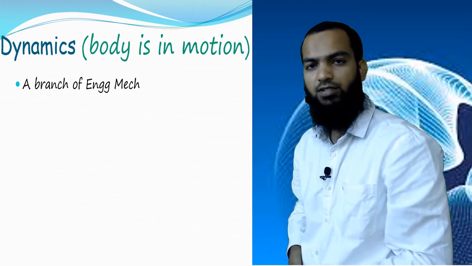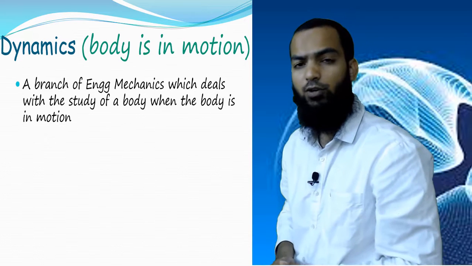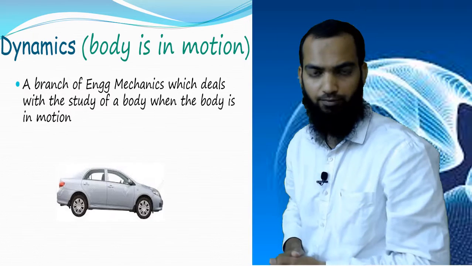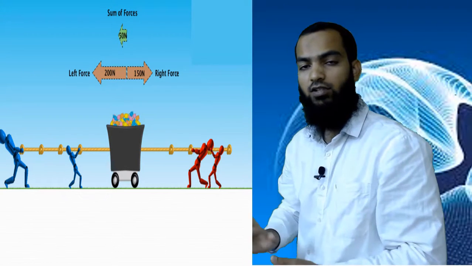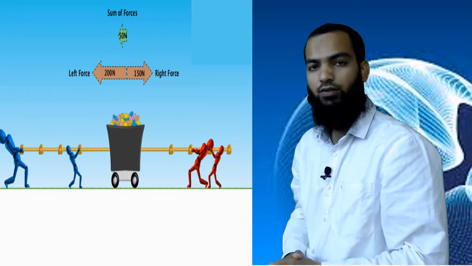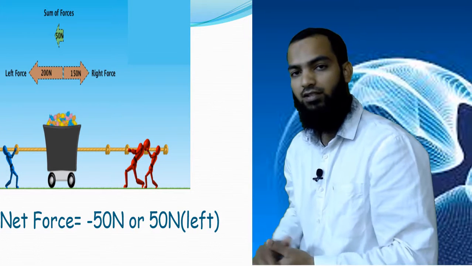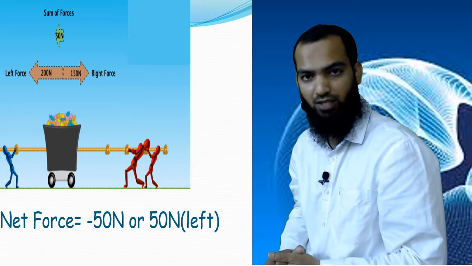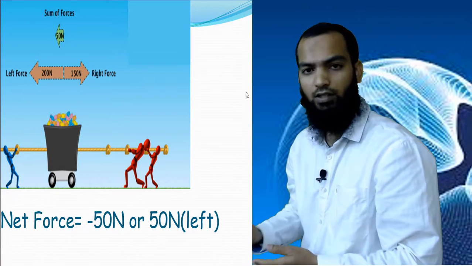Now what is dynamics? Dynamics is a branch of engineering mechanics which deals with the study of a body when the body is in motion. So in dynamics, the body is in motion. For example, a moving car. And in dynamics, net force is not equal to 0. For example, left force is 200 newtons and right force is 150 newtons. Here net force is equal to minus 50 newtons. 150 minus 200 equals minus 50, or 50 newtons to the left. So net force is not equal to 0.